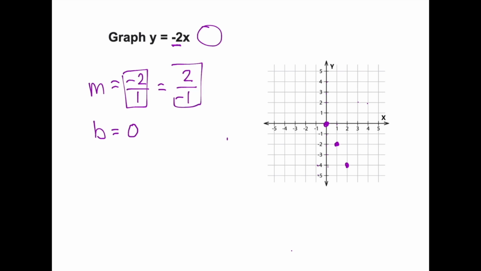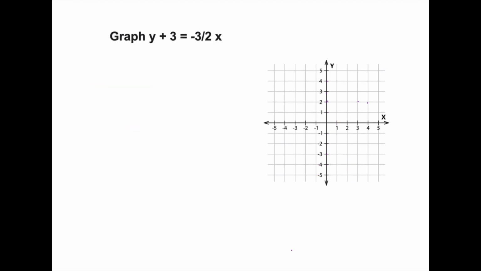We could then go in the other direction by going back up to our y-intercept, and this time we're rising 2 and going backwards 1, rising 2 and going backwards 1. Connect your dots and draw arrows on both ends. We have one final problem. It says to graph y plus 3 equals negative 3 over 2x. What do you notice about this problem?